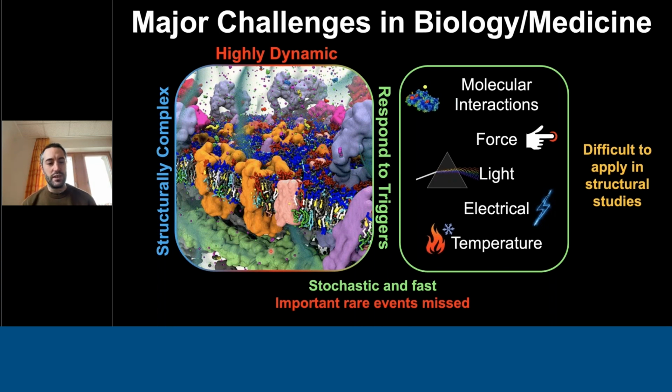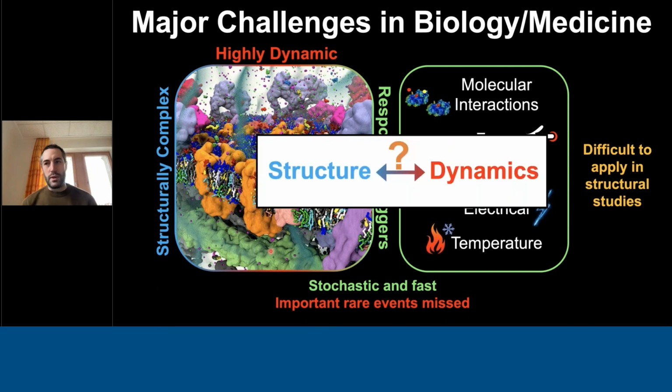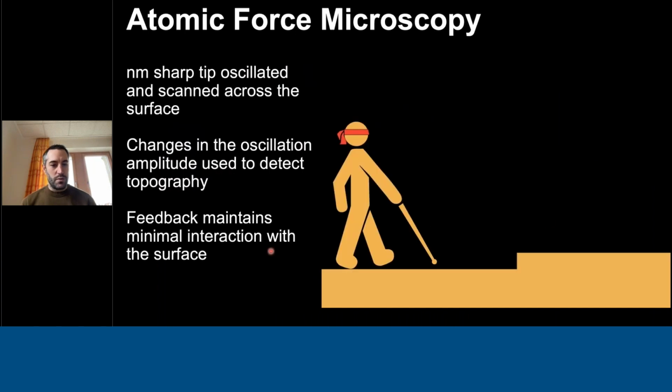But observing these changes is difficult because they're so small and highly dynamic, and because these changes are often very rare and stochastic. It's difficult to capture that change in the kinetics between different states, as well as getting the structural information at the same time. So there's normally a bit of a disconnect between the structure and the dynamics. You can get high resolution structure, or you can get some nice dynamics, and then you have to kind of plug the two together.